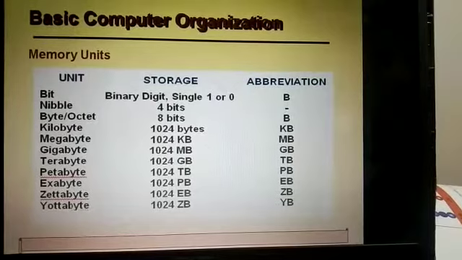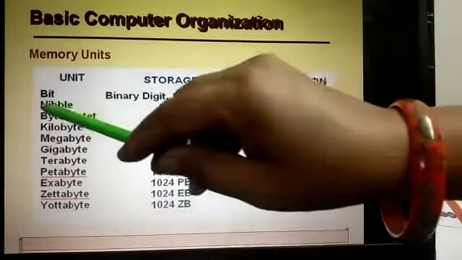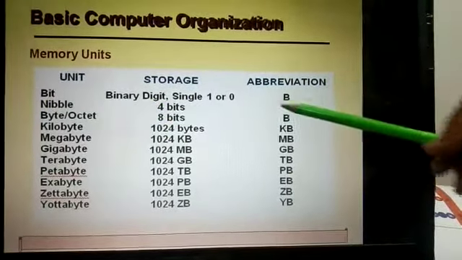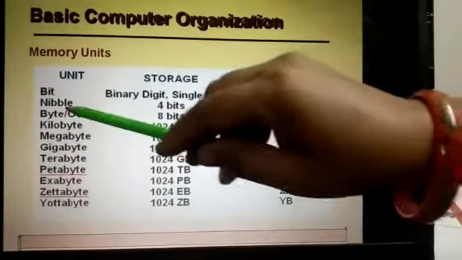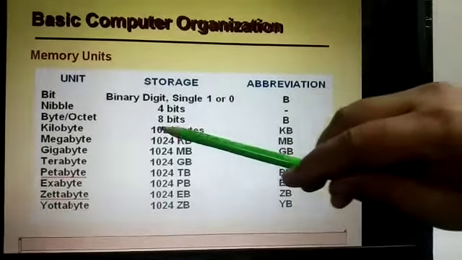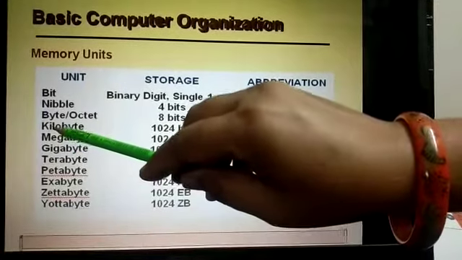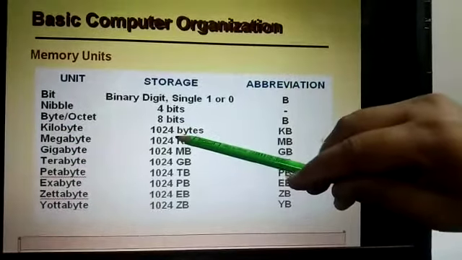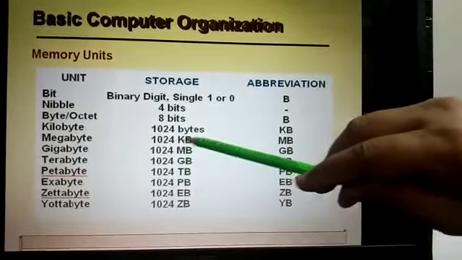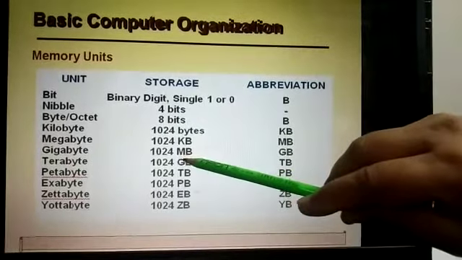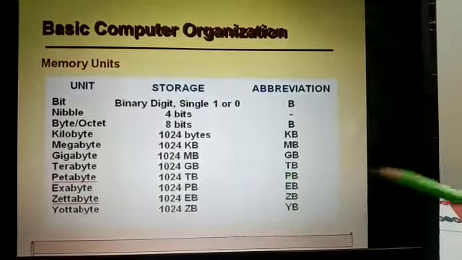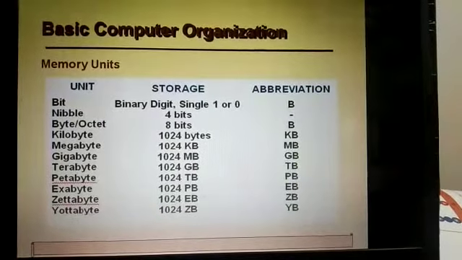The smallest unit of a computer is the bit. I told in the class also that the full form of bit is binary digit, that is 1 and 0. Four bits is called a nibble, and a byte is 8 bits. If I combine bytes, a kilobyte becomes 1024 bytes. If I combine kilobytes, a megabyte will be 1024 kilobytes. And 1024 gigabytes becomes a terabyte. So this is a simple table in front of you.